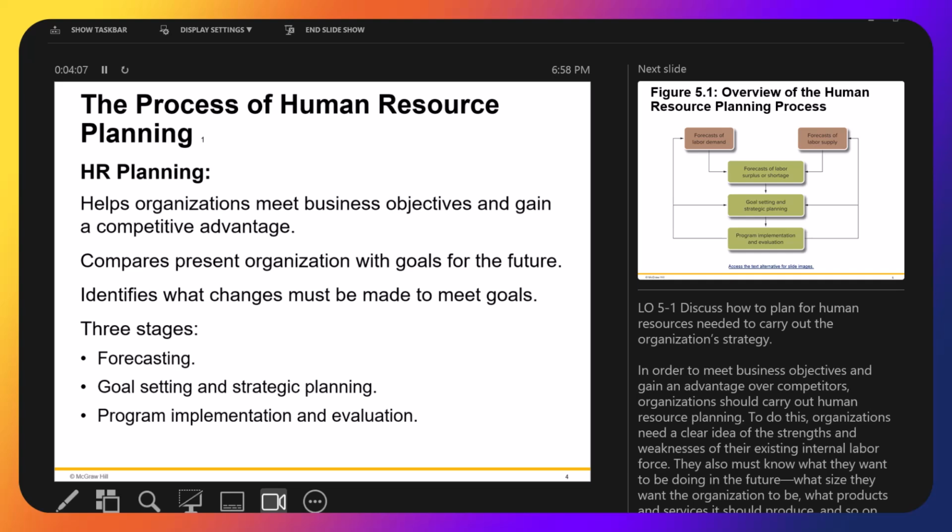Program implementation and evaluation. Once you implement a program, you have to evaluate it. Is it working to help you accomplish your goals and follow the strategic plan to get there? And if not, you have to tweak it.